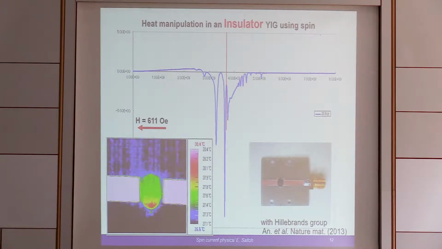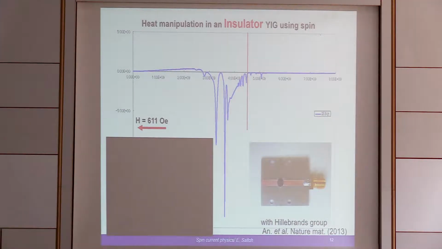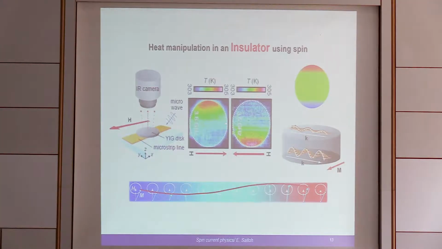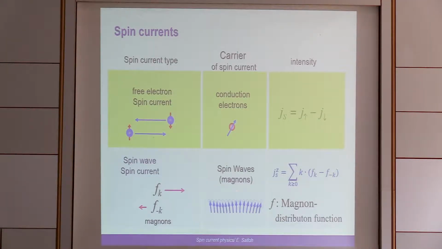Please note that EEC has a very big band gap, 2.6 eV. So there are no free electrons. So this local heating is due to the spin wave spin current. Okay, of course, by reversing the magnetic field, the sign of the temperature gradient is reversed like this. So this is due to the spin wave spin current.